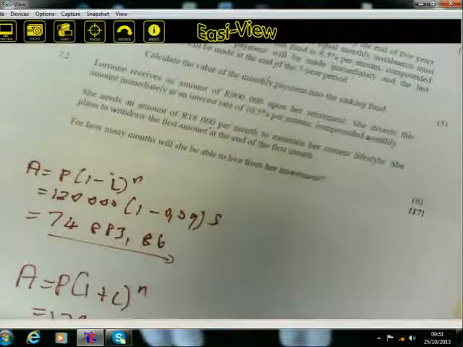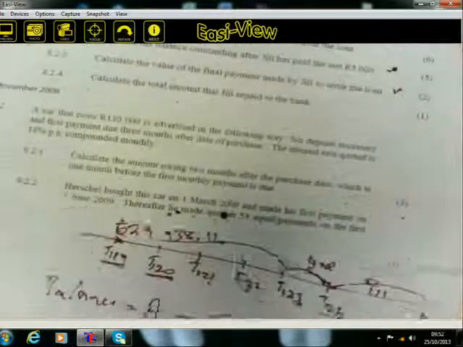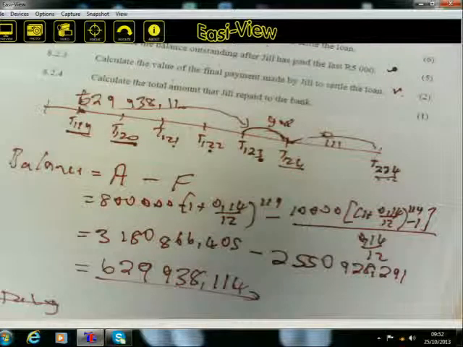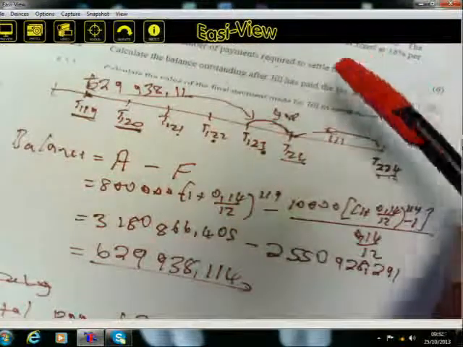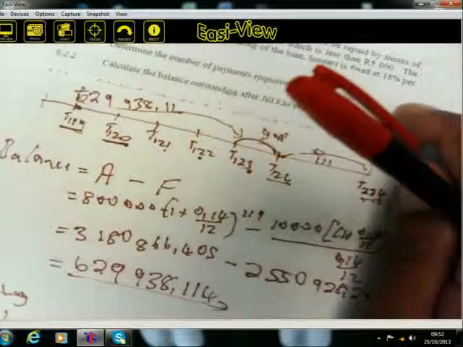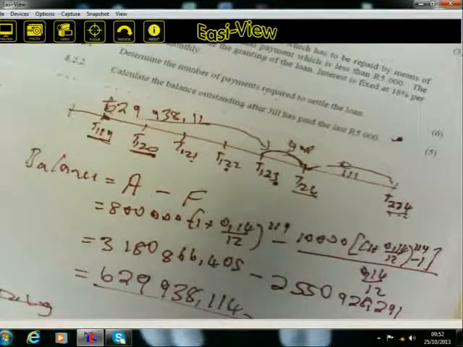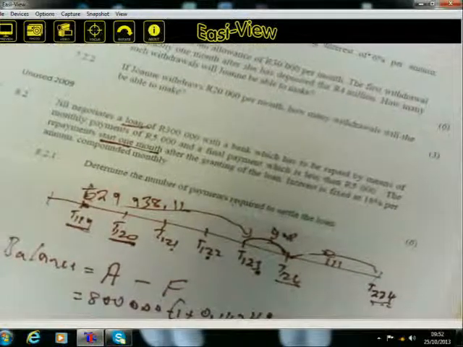Before we look at 7.2, there's a question from one of your colleagues from Tuselos High School. You want to understand where we got that 119, especially for 8.2.2, when we calculated the outstanding balance after Julia has paid the last 5,000. Here's the question. Okay, now let us go back to the statement.